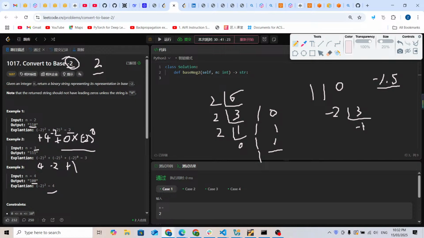So what's going to be the remainder? The remainder is going to be -1 times -2, which is 2. So 2 plus 1 is going to be 3. So the remainder is going to be 1.